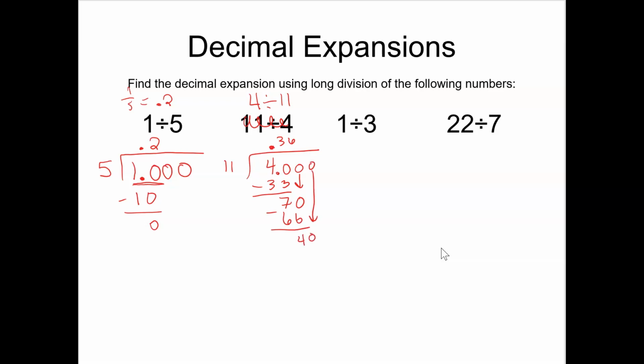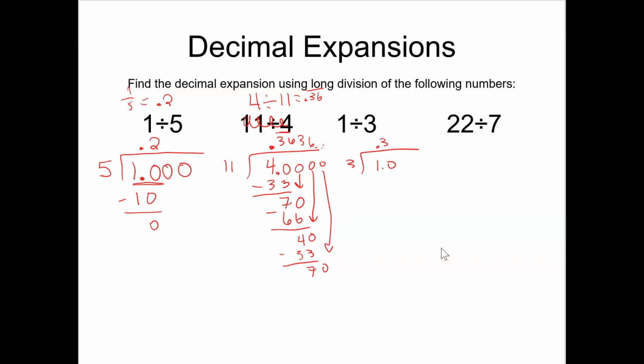Now wait, we've already done 4 before. 11 goes into 4 3 times, 33, and we get back a 7. Okay, I'm starting to see a pattern. 76. This is going to go on forever. 4 divided by 11 is 0.3636 repeating.